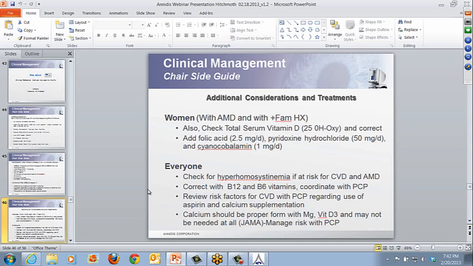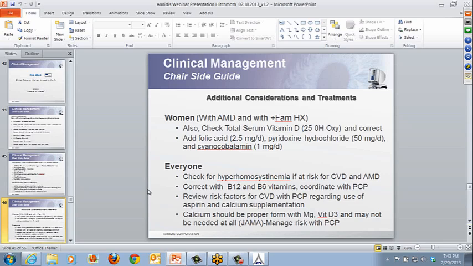Additional considerations: if your patient is a female, you also want to check total vitamin D and correct. You also want to add folic acid and some of the other B vitamins in the doses that I mentioned here. I do a little bit extra. I also check for hyperhomocysteinemia in people who are at risk for or have a strong family history of cardiovascular disease. That is relatively easily corrected with B vitamins in the appropriate dose, if the patient is compliant, of course.